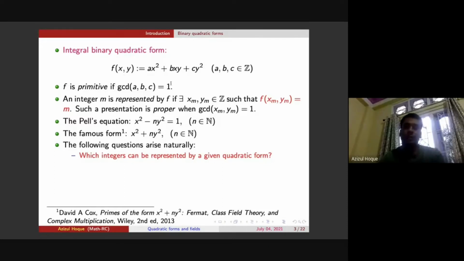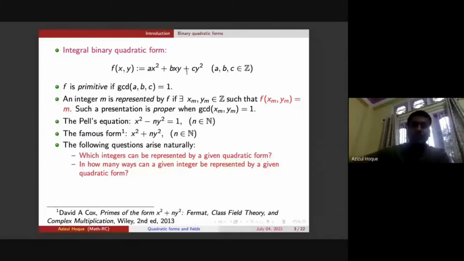So if I start with this binary quadratic form by fixing a, b, and c, and equate that to some m, the question is whether this equation has an integer solution or not. Now, if that equation has some integer solutions, the next question is how many solutions are there? That means, in how many ways can a given integer be represented by a quadratic form? So these are the basic questions usually studied in this topic.